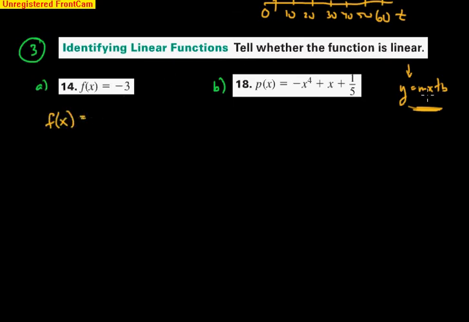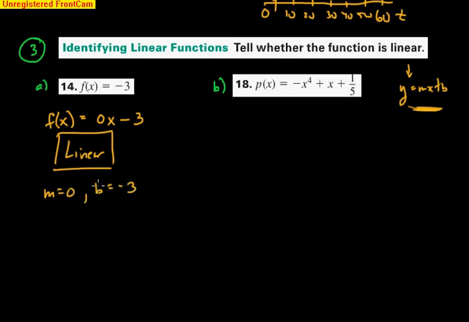F of x equals, now notice it has no x in it, but what happens if I make m a special number called 0? 0 times x is 0, and that goes away and leaves you just with that constant, that b term. This is linear. Even though it has no x, it is linear. The m is 0, and the b is negative 3. So that was kind of a tricky one, so I'm going to throw it on there to show you that it can be linear even if there's no x there, if it's just a constant.